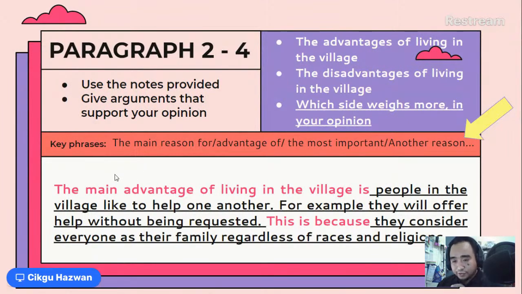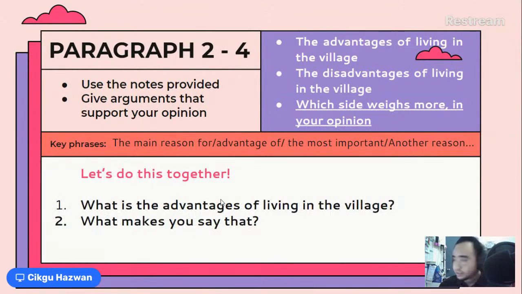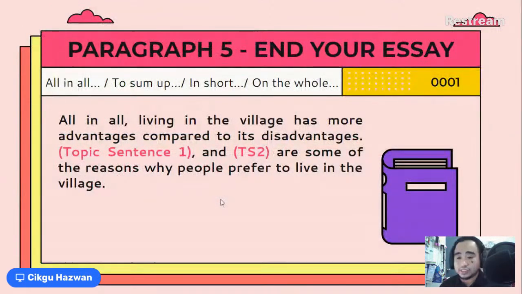Okay, so I guess that's enough for the responses. We'll see the responses from time to time after this. So let's move on to the final paragraph, which is the fifth paragraph to end your essay. Okay, the concluding paragraph, we can say the summarizing paragraph. There are some keywords that we can use when we want to end your essay. For example, we can use all in all, to sum up, in short, or on the whole.